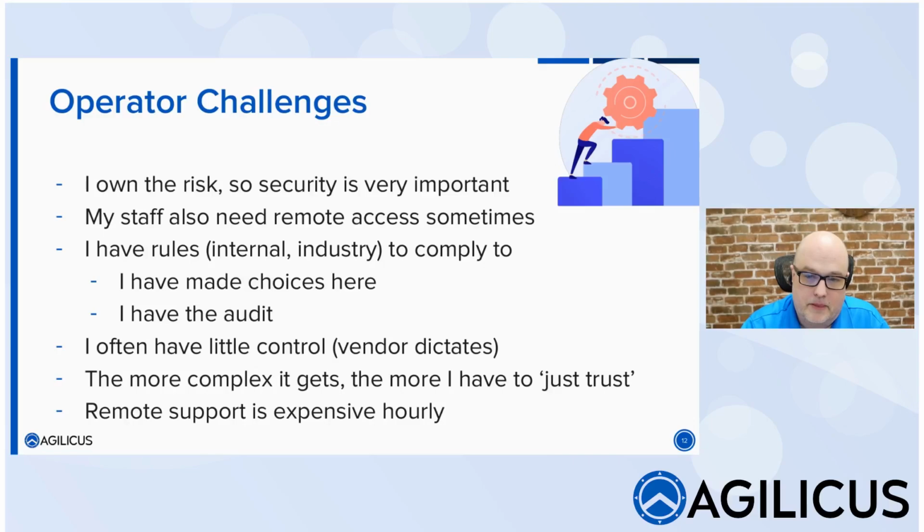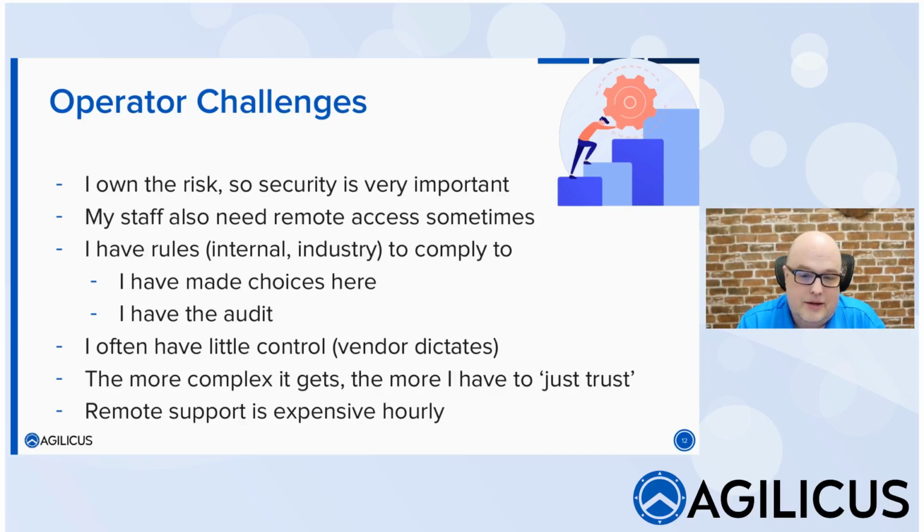There is a solution. So coming back to those operator challenges, you own the risk. Security is important. Your staff also need remote access sometimes. So it's not just vendor access, it's my own team. It might be a joint venture, a partnership where you've got a supplier and you're sharing an ERP system to check stuff in and out of finished goods inventory or something like that. It could be a corporate structure where you have a parent corporation and each of the plants is a separate corporation, and there's some shared resources like IT. But you've got things that are shared, and you view it as you own the risk. Security is important. The more complex it gets, you're forced to just trust.